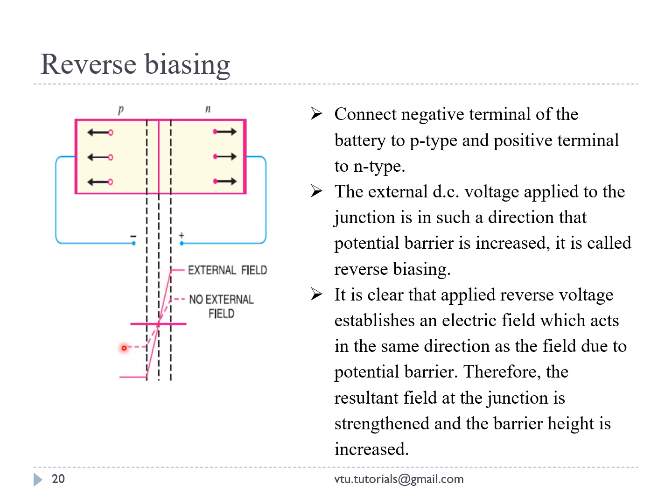So this is with the application of no external voltage. This is the barrier potential due to the depletion region. Now when we apply the reverse bias voltage, the depletion region will have a larger potential for the flow of free electrons. So it is clear that the applied reverse voltage establishes an electric field which acts in the same direction as the field due to the potential barrier. Therefore, the resultant field at the junction is strengthened and the barrier height is increased.